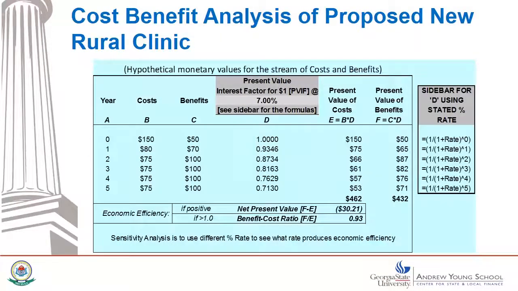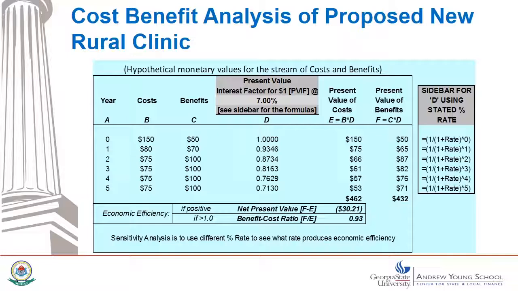Now we can return to the clinic example to see how it might look when doing cost-benefit analysis. The monetary units shown here are hypothetical values for the stream of costs and benefits over a 5-year time horizon. The year column is column A. Costs are shown in column B.